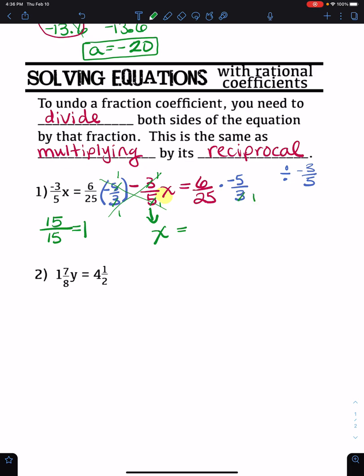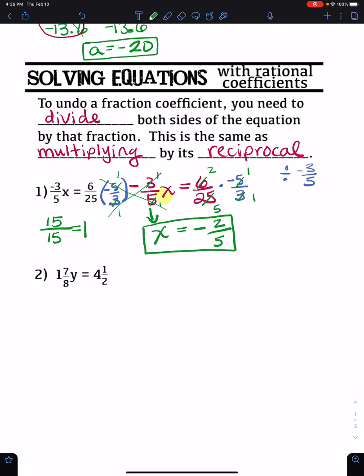So over on the other side, I can do some cross-canceling. 3 goes into 3 one time, and 3 goes into 6 twice. 5 goes into 5 once, and 5 goes into 25 5 times. Now I have a positive fraction times a negative fraction, so I know my answer will be negative. And then 2 times 1 is 2, and 5 times 1 is 5, and there's my answer.